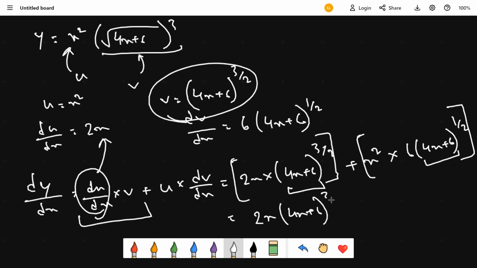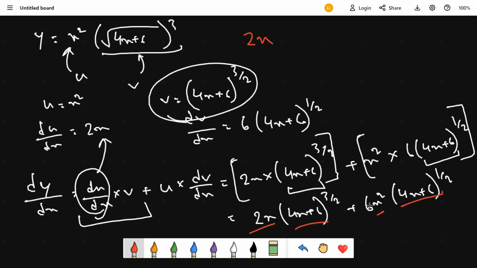(4x + 6) to the power 3/2 plus x squared times 6, sorry, 6x squared, (4x + 6) to the power 1/2. Now we can take things common from here, or we can simply leave them as it is. But taking things common makes things easier. So 2x we can take common. In both cases we have 2x common, and we also have (4x + 6) common. But which one to take?